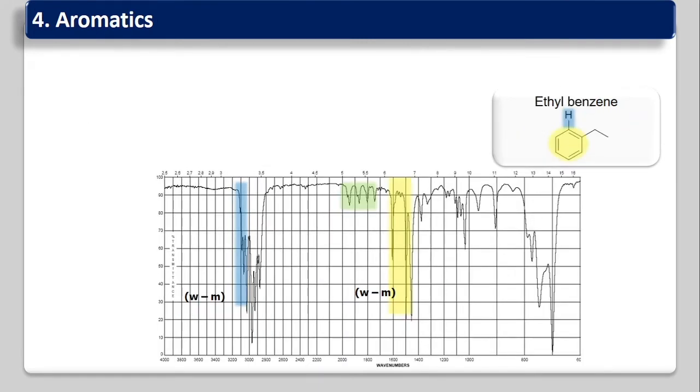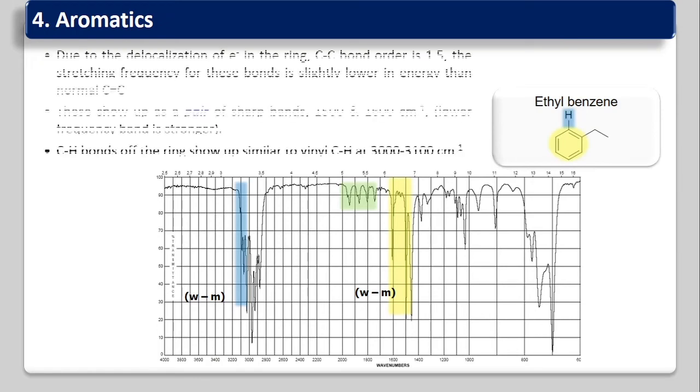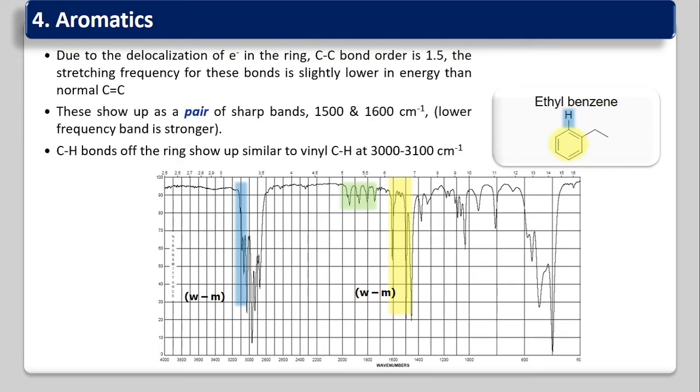Next is aromatics. Aromatics means a benzene ring, monosubstituted benzene ring, disubstituted, and so on. In that case, there are carbon-carbon double bonds and carbon-hydrogen single bonds. Because of the bending vibrations as well as the stretching vibrations, we are getting various peaks in the spectrum. Due to the delocalization of electrons in the ring, the carbon-carbon bond order is 1.5. The stretching frequency of these bonds is slightly lower in energy than a normal carbon-carbon double bond.